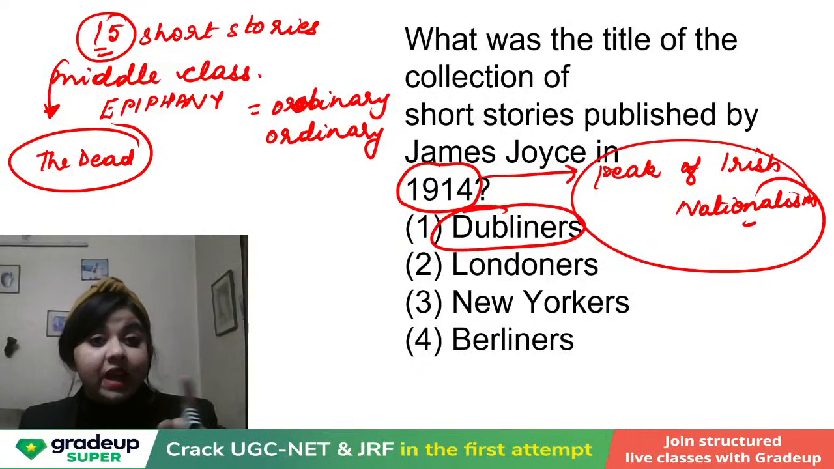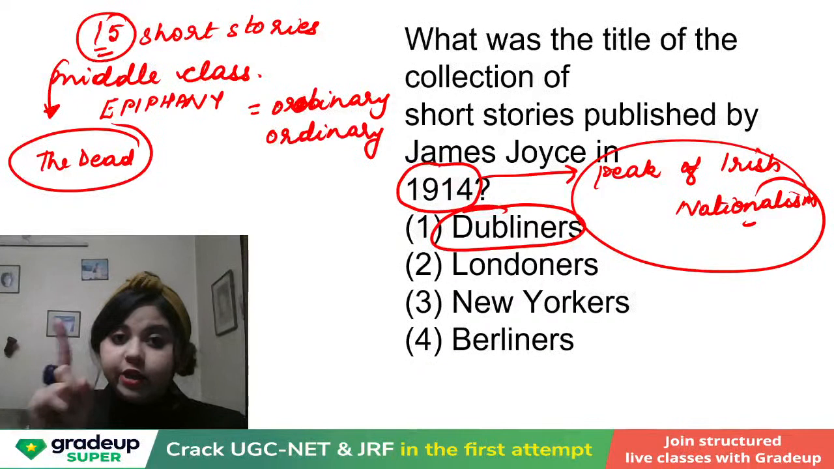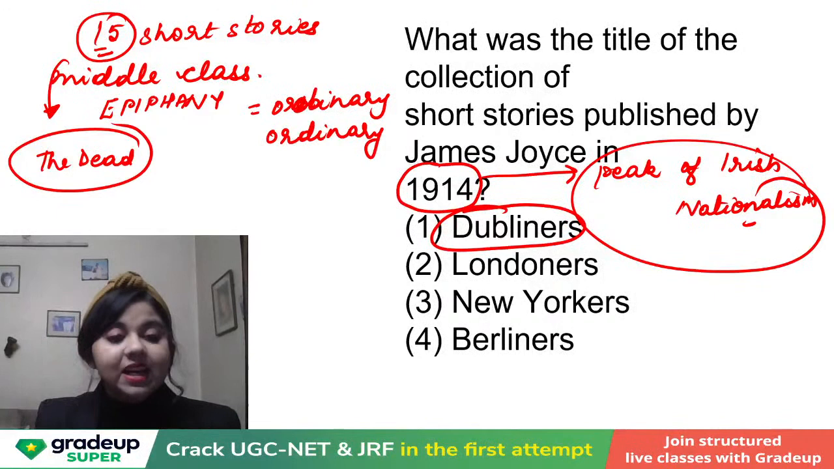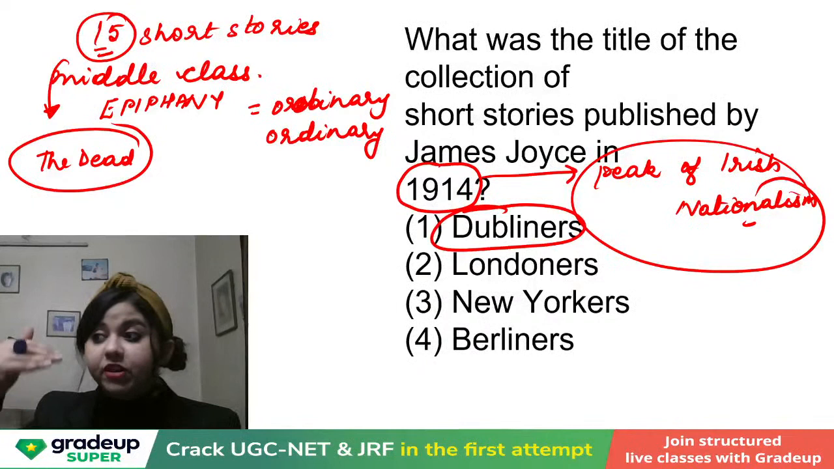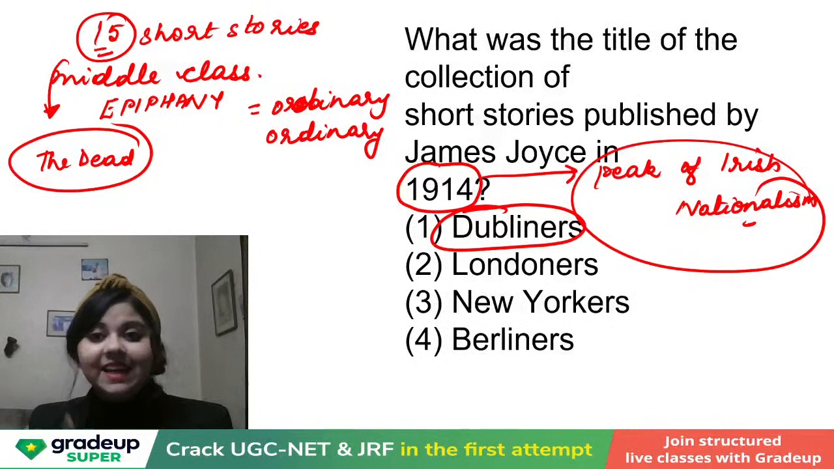And here James Joyce is writing Dubliners. Dubliners is a short story collection. First point, written during the peak of Irish nationalism. Second point, there are 15 short stories. Third point, there is the theme of epiphany, and it is dealing with the lives of ordinary middle class people, and The Dead is the last story, The Sisters is the first story.